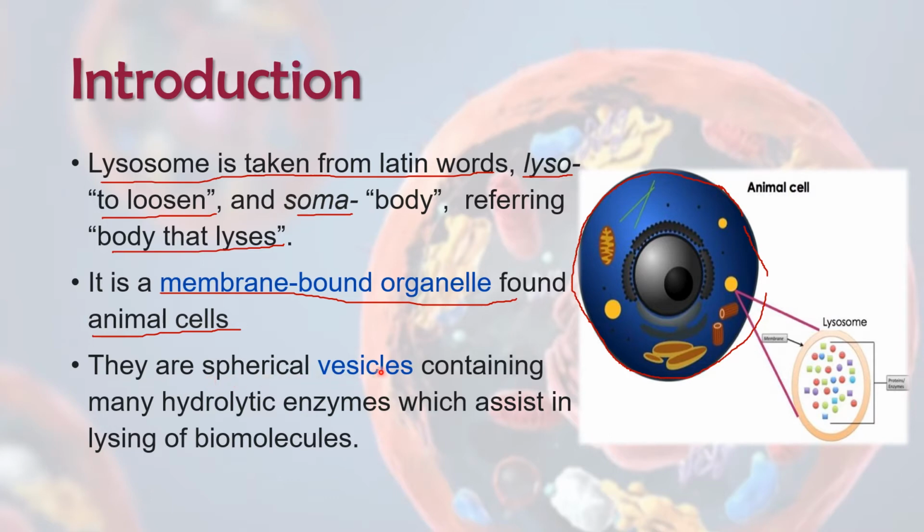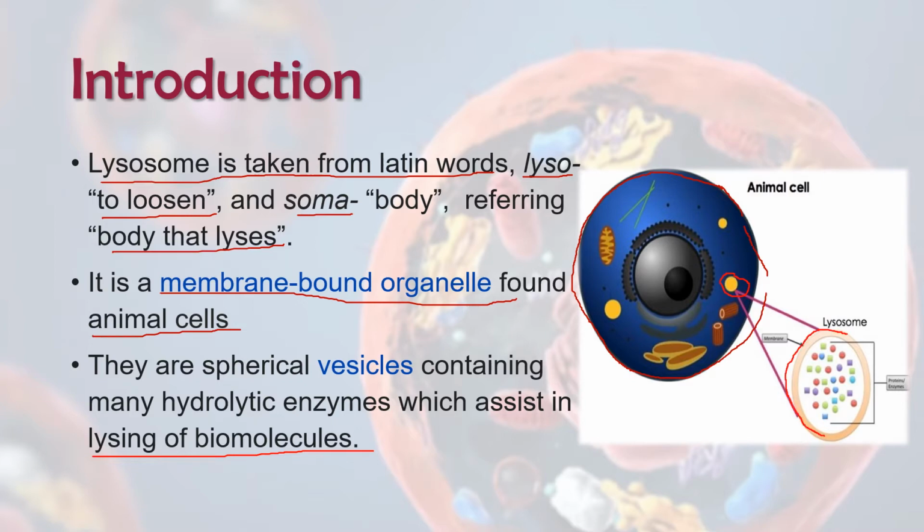They are spherical vesicles containing many hydrolytic enzymes which assist in lysing of biomolecules. So these spherical structures that are present inside a eukaryotic cell are used for lysing the biomolecules. These are used for breaking down the biomolecules that may be proteins, lipids, carbohydrates, etc. So these basically break down the complex into simpler ones. So if we magnify this particular spherical structure, we can see the structure of lysosome.